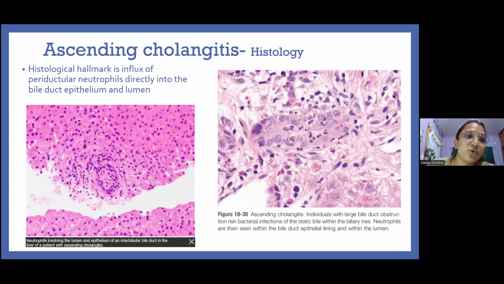The histological hallmark is an influx of periductular neutrophils directly into the bile duct epithelium and lumen. So here on the left, we could see the bile duct with a mixture of inflammatory cells, inclusive of neutrophils, both inside the lumen and surrounding the duct as well. And the same could be seen on the right.